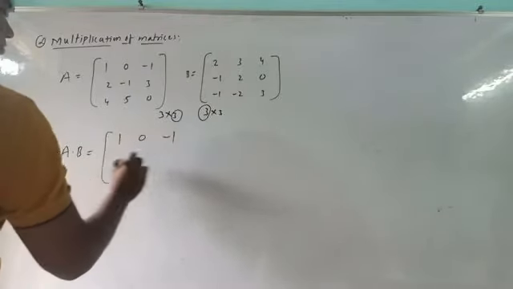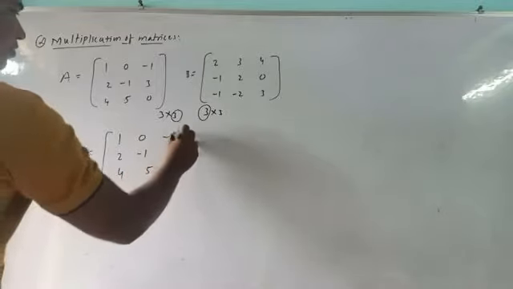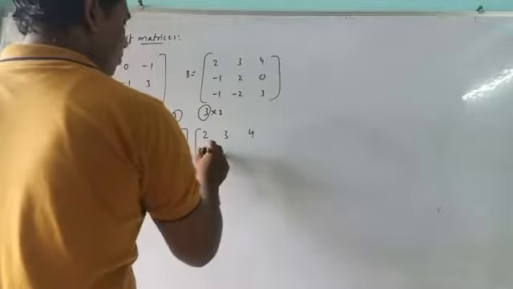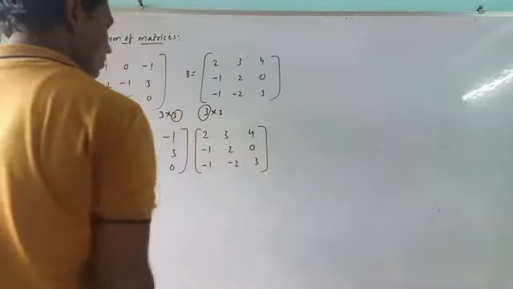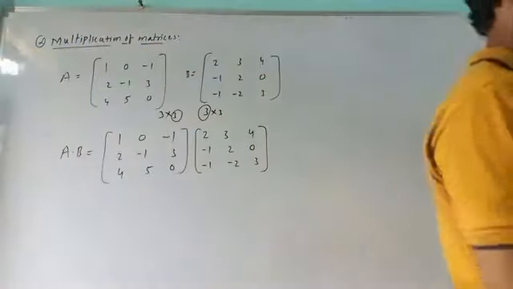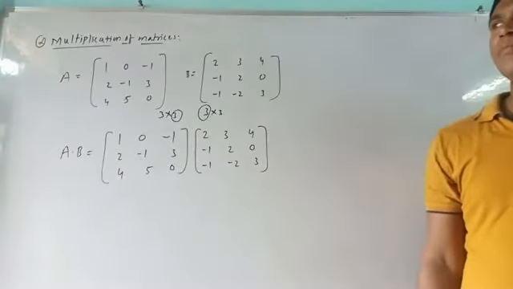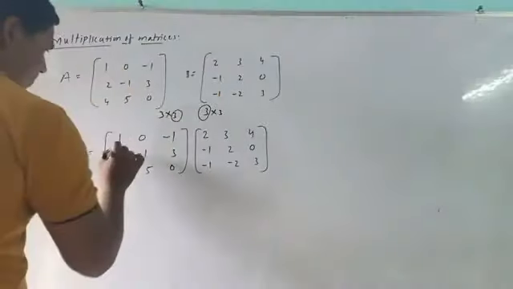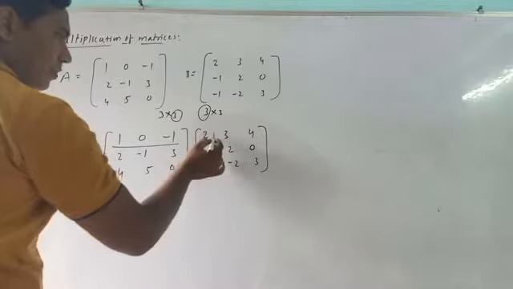1, 0, -1, 2, -1, 3, 4, 5, 0. The second matrix is something like 2, 3, 4, -1, 2, 0, -1, -2, and then 3. Same steps are there as we have done earlier in 2 by 2. What are those steps here? First, we take the first row of this first one. Same steps. The first row is multiplied with the first column.